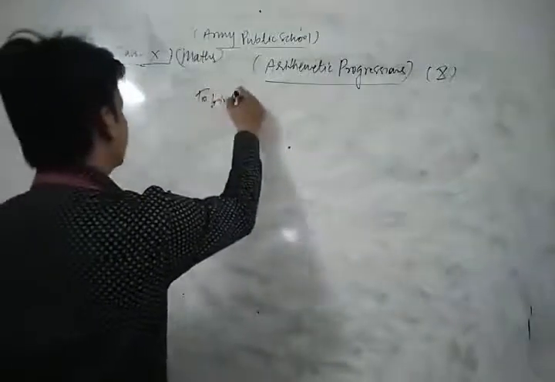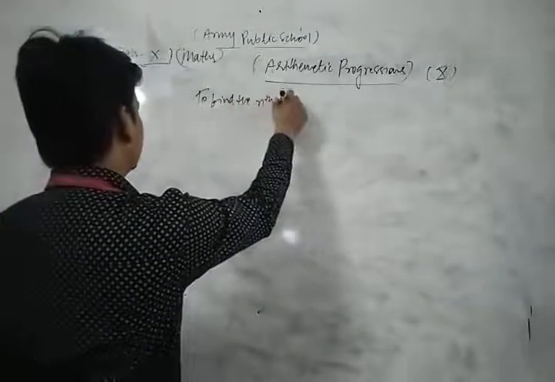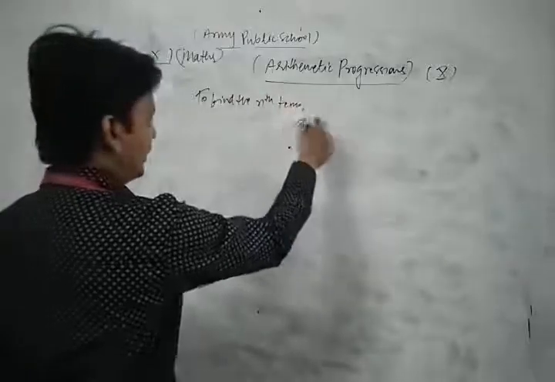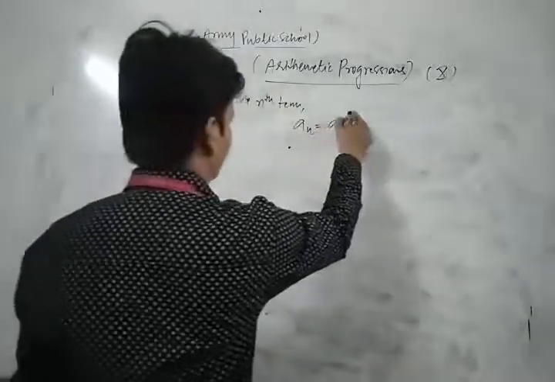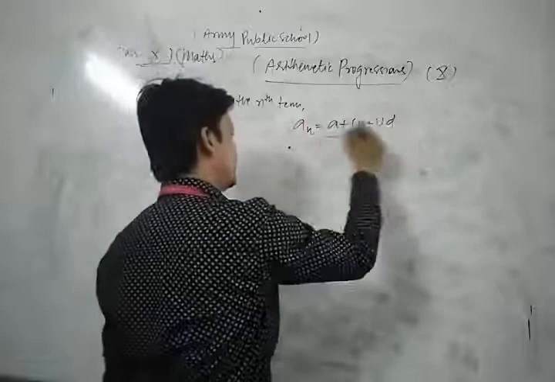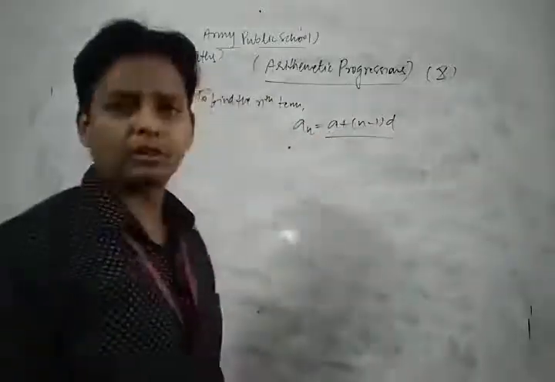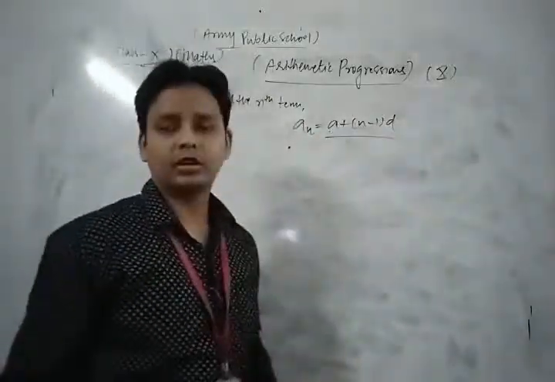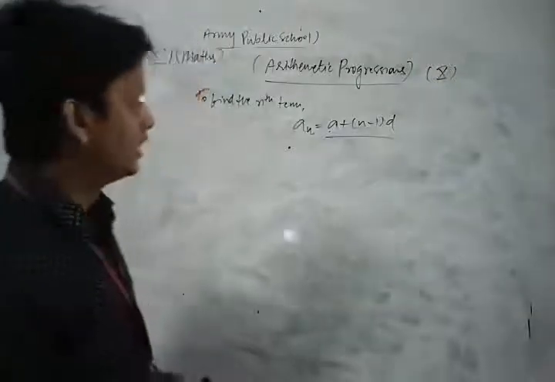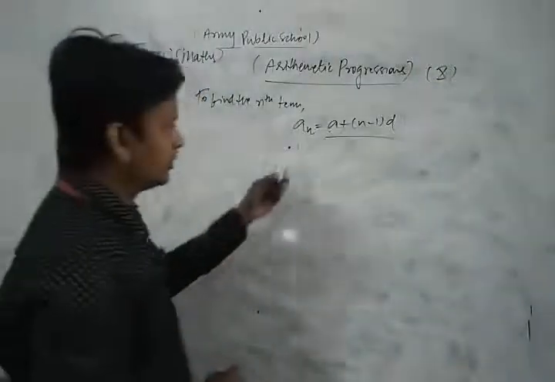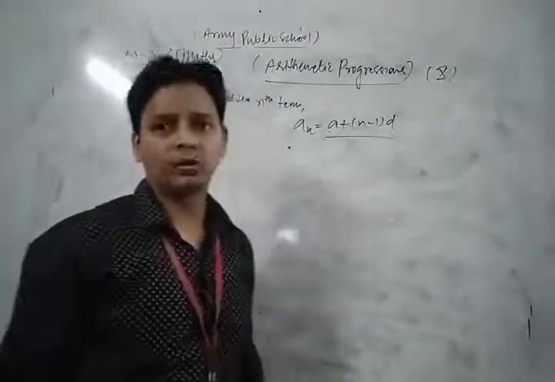To find the nth term, the formula is a n is equal to a plus n minus 1 into d. Here a is the first term, n is the number of terms, and d is the common difference. We also solved some important questions based on that topic.